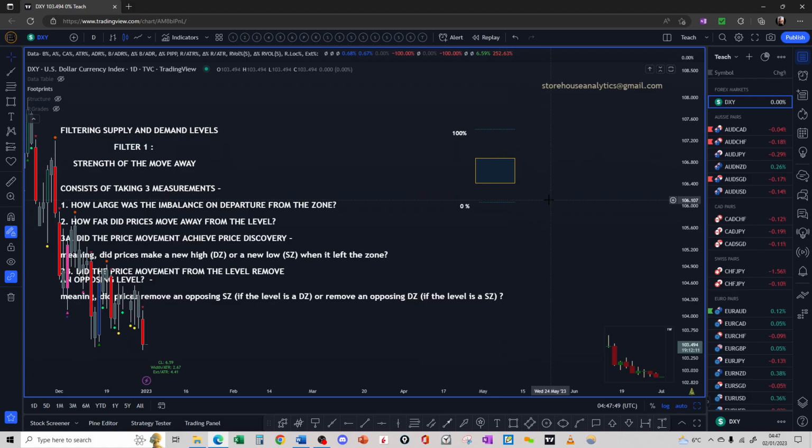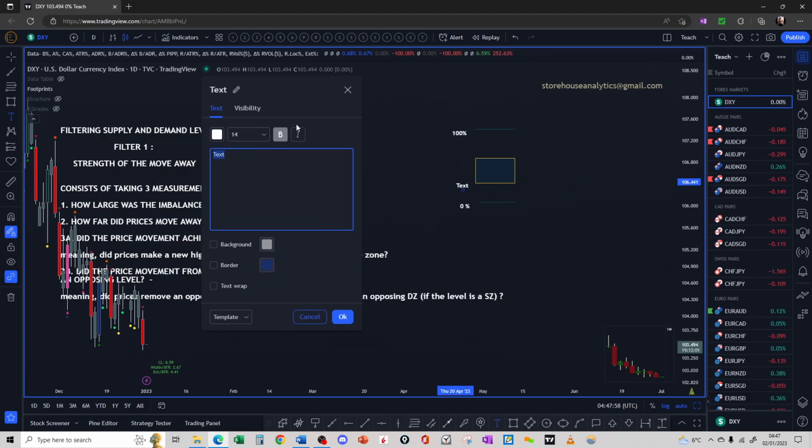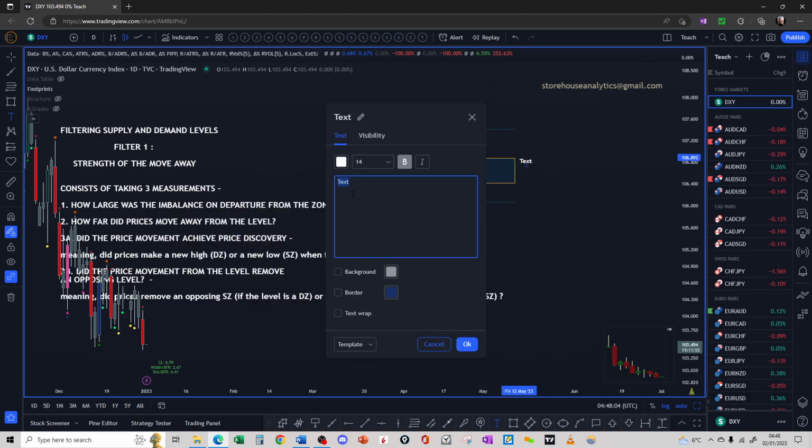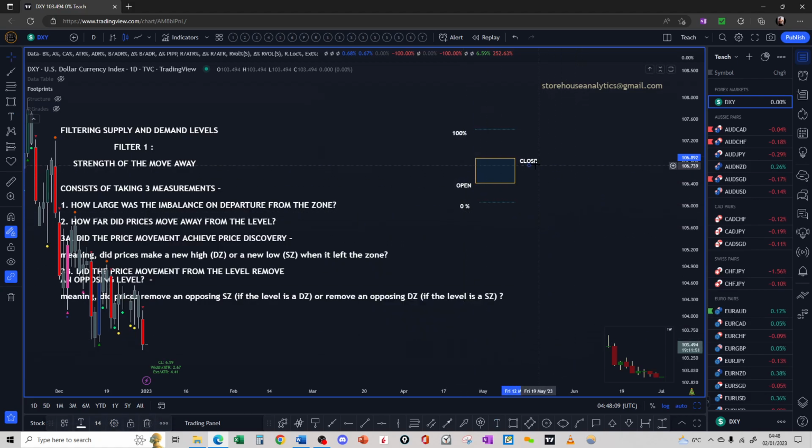You don't want those kind of imbalances. It might close up. This would be the open. This could be the open. Yeah. And that will be the close. It's an up candle, but is it the kind of imbalance that we want?